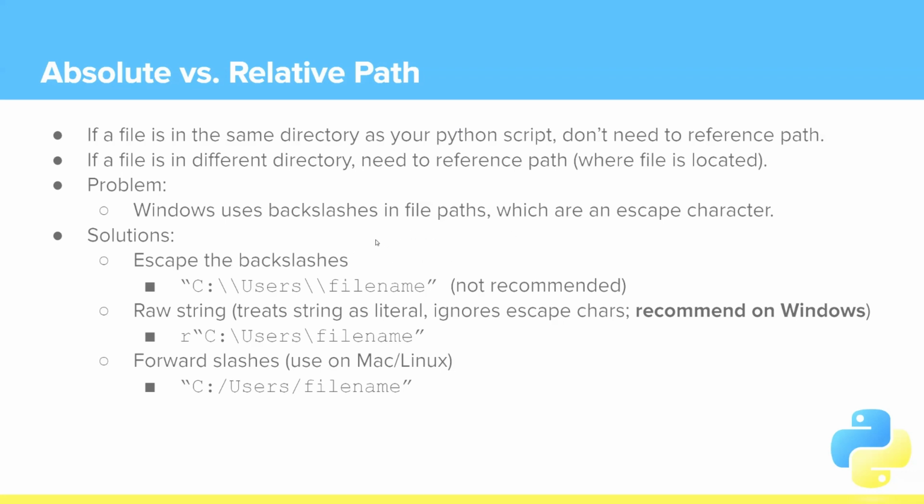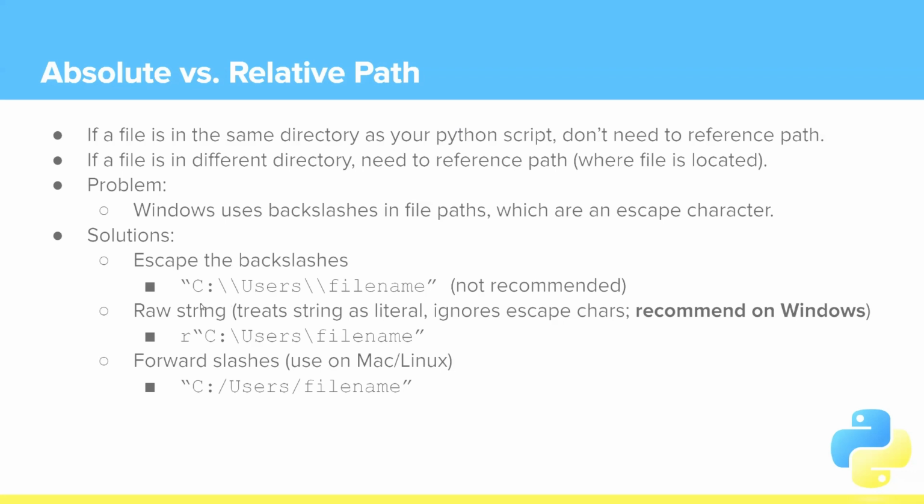So there's three solutions. We can escape the backslashes, which again Windows uses by default for its file paths. So for every backslash, we just add another one, and then Python knows, okay, this first one's an escape character saying, I literally want to have a backslash following. That's not recommended. I don't recommend that because it can just get messy.